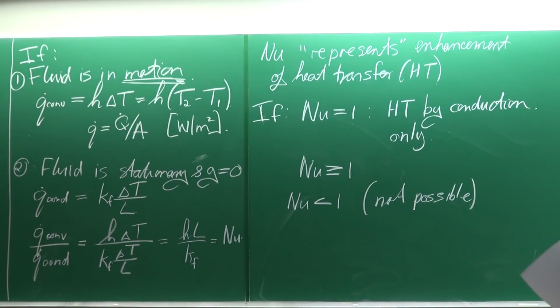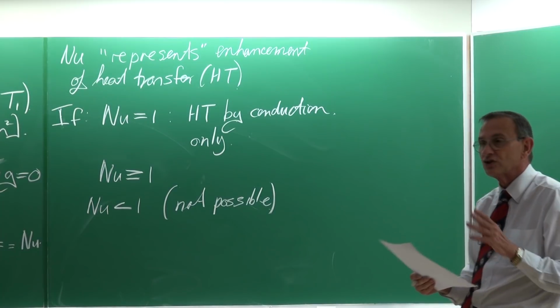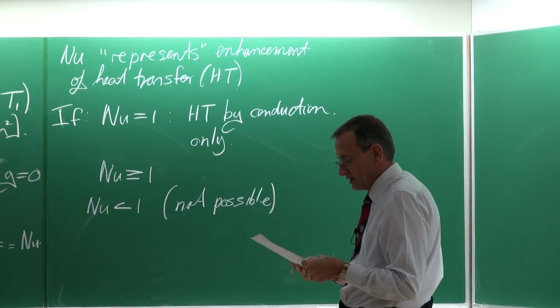It's a fundamental error if you do a calculation with a Nusselt number smaller than 0.1 and you accept it as a correct value.